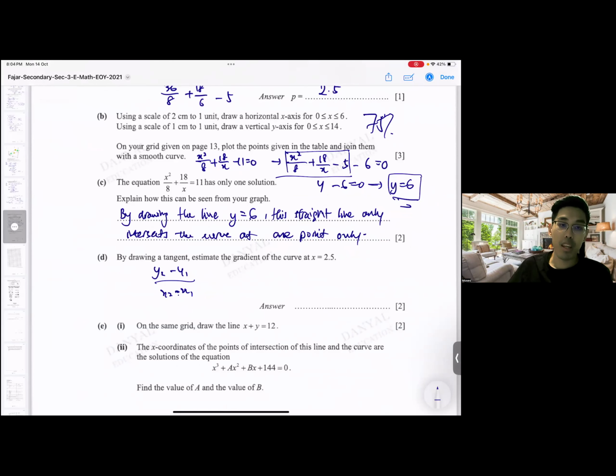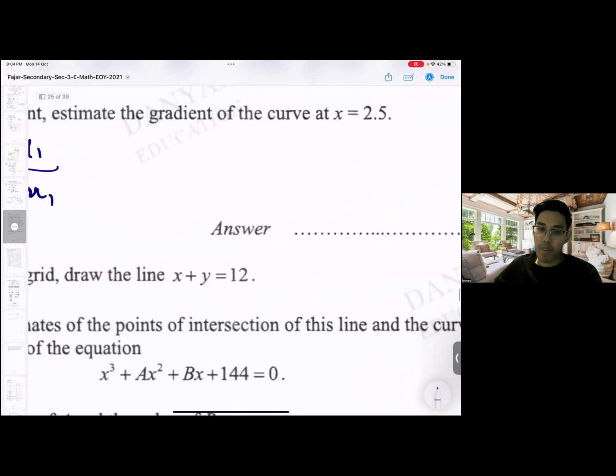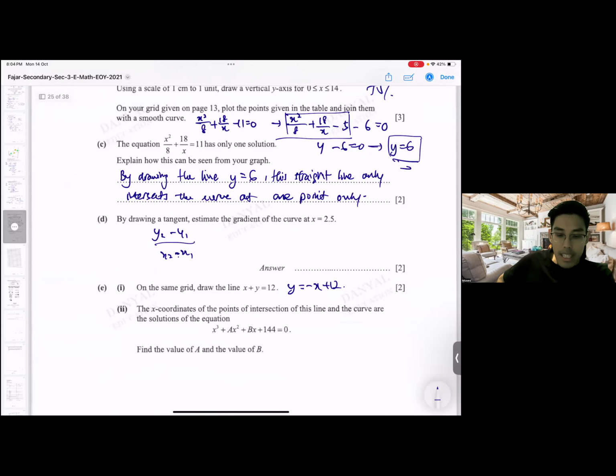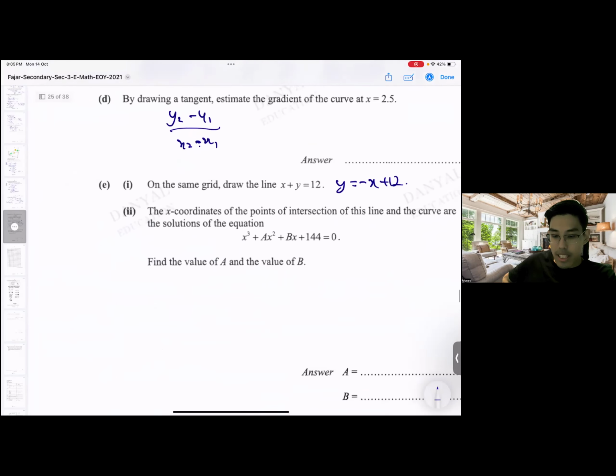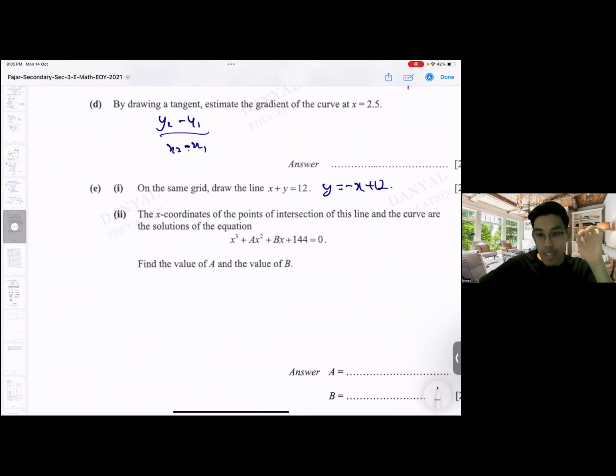Okay? Okay, next. On the same grid, draw the line x plus y is 12. Looks hard to find, but if you move things around, it's actually quite straightforward. It's actually y equals minus x plus 12. The x coordinates of the intersection of this line and the curve are the solutions of this equation. Find the value of a and b.